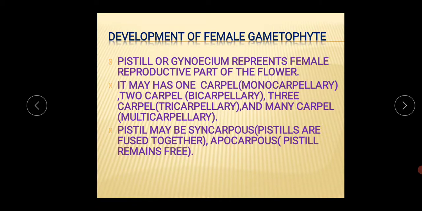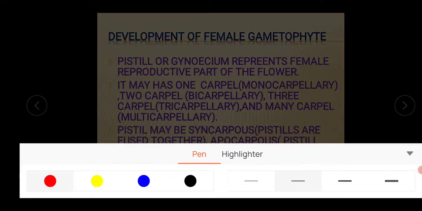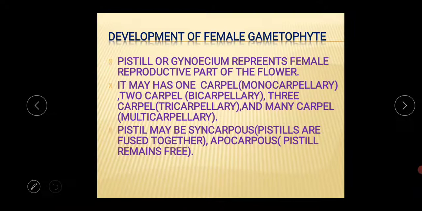I am repeating again because this is very important for your exam: what is the meaning of syncarpous and what is the meaning of apocarpous. Apocarpous means the pistils remain free, and syncarpous means the pistils are fused together. Okay, so this is the basic structure of the pistil, the basic structure of the female gametophyte.